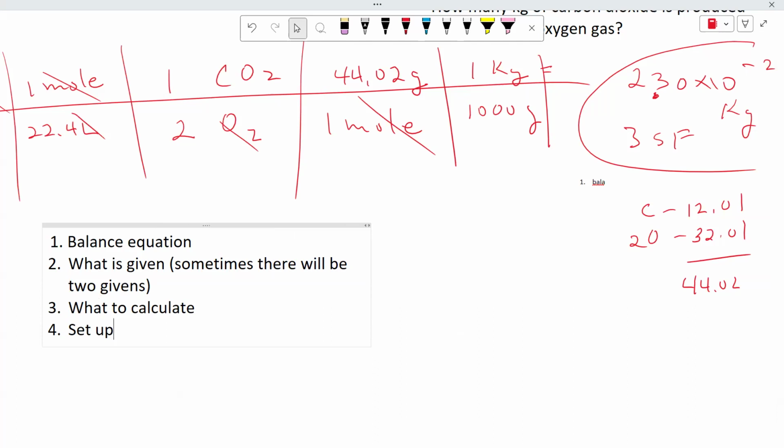So the only thing I added this time today is number 2. I said sometimes there are 2 givens. What do you do then? Okay, we haven't come across that yet. Normally there's 1 given, normally.